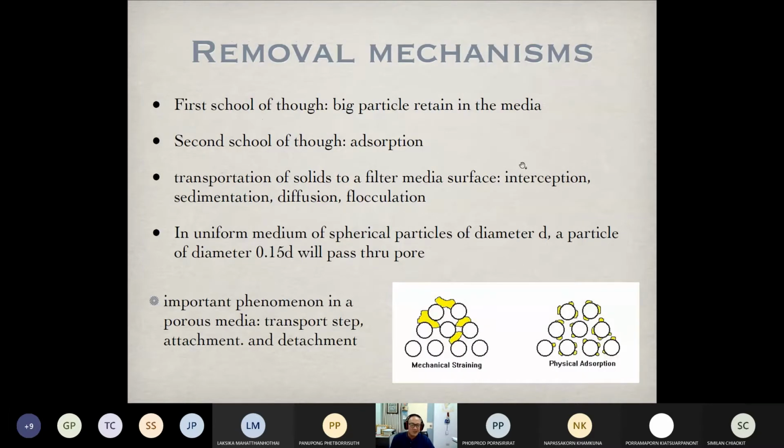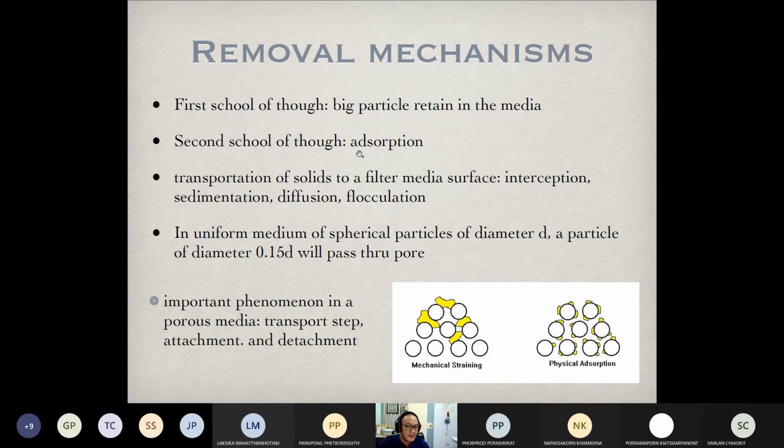For the removal mechanisms, how can the filters actually remove the particles? For the first school of thought, we may think the big particles will be retained in the media itself, but in fact, not just the big particles are retained. Some other mechanisms also occur in the filtration chamber, for example, adsorption. Here is the figure describing an adsorption process. Small particles can actually get adsorbed.